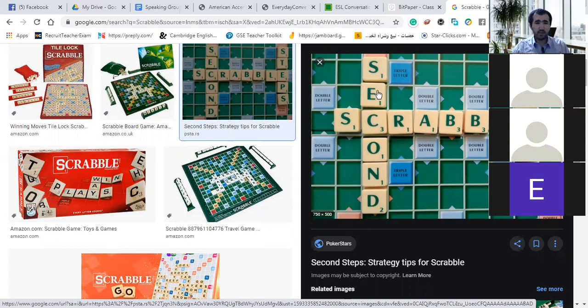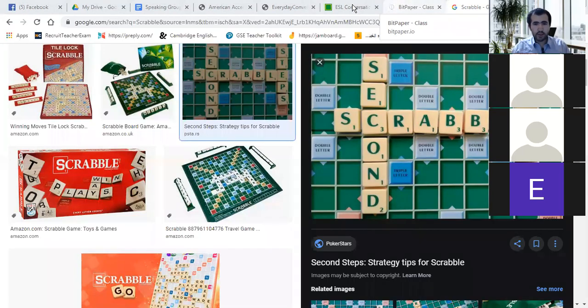It's a really wonderful game. You can buy it online and play it with your children to make your mind work better, to think of vocabulary. This is a very good way to practice and learn vocabulary in your mind.